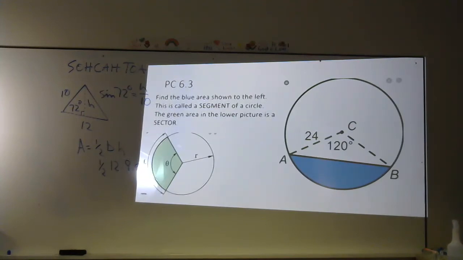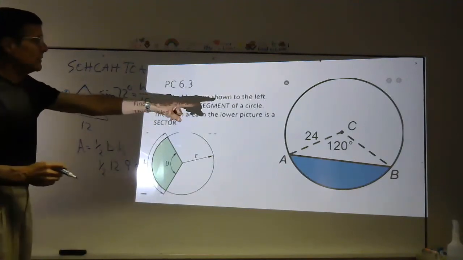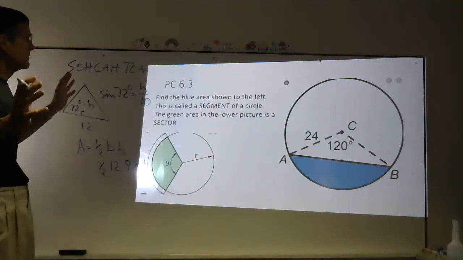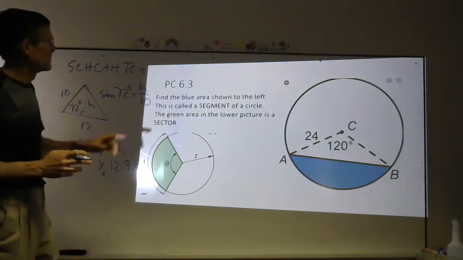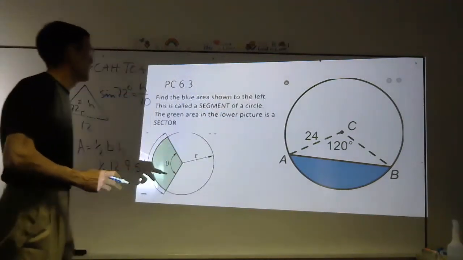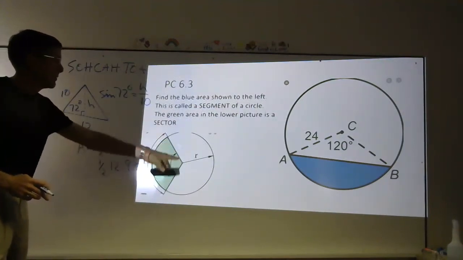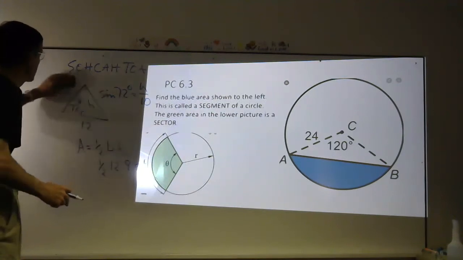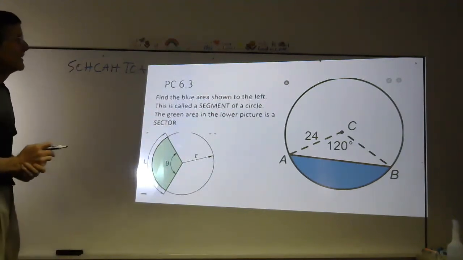Final, I think this is the last problem. Find the blue area shown to the right. Sorry, slipped there. This is called a segment of a circle. The green area down here is called a sector. That's called a segment.